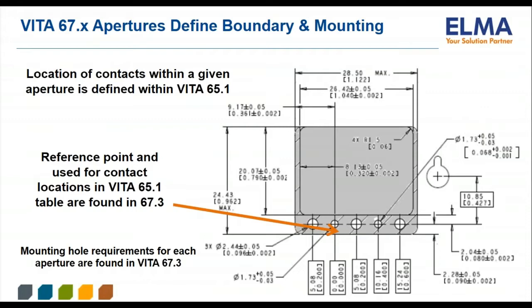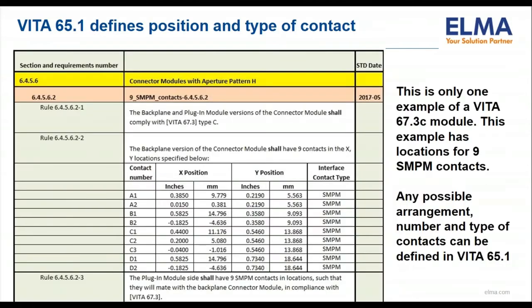The location, type of contact, and the coordinates for the contact locations within the module envelope must be defined by the original module designer and are recorded in a VITA 65.1 table. For each new VITA 67.3 module configuration, a table is added to VITA 65.1. So here's an example from VITA 65.1 of how the contact type and its position coordinates are shown for each defined VITA 67.3 module. VITA 67.3 also defines the numbering scheme for any number of contacts.